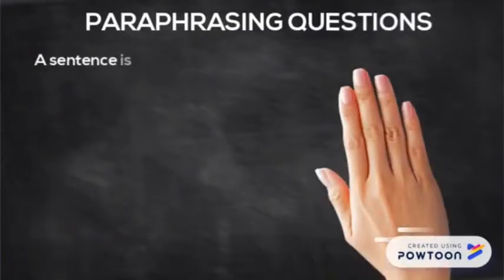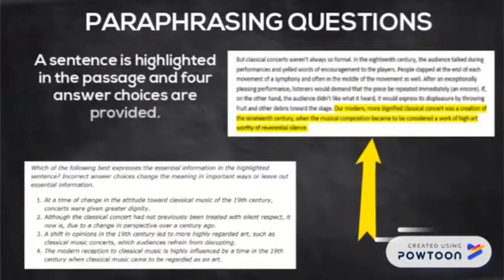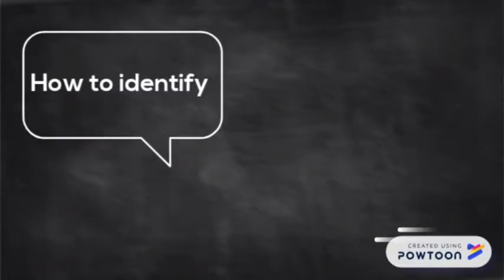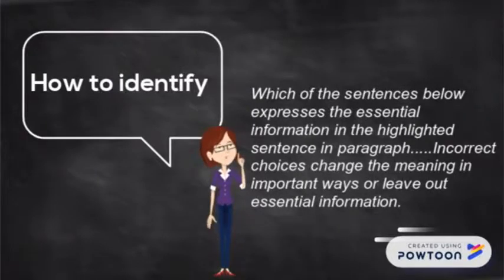The next type of question is paraphrasing. In this part, a sentence is highlighted in the passage and 4 answer choices are provided. How to identify paraphrasing questions? Some questions may ask, which of the sentences below expresses the essential information in the highlighted sentence in the paragraph?